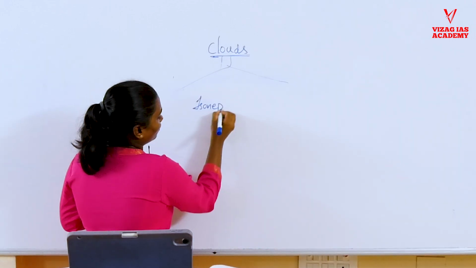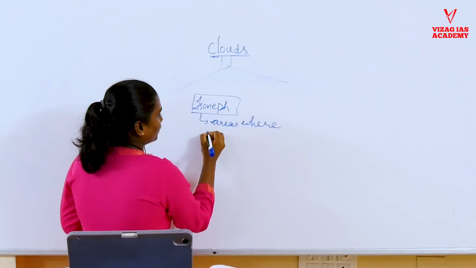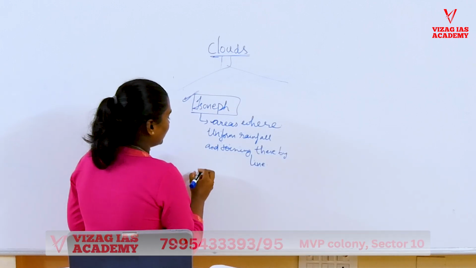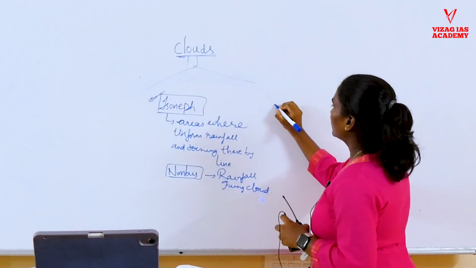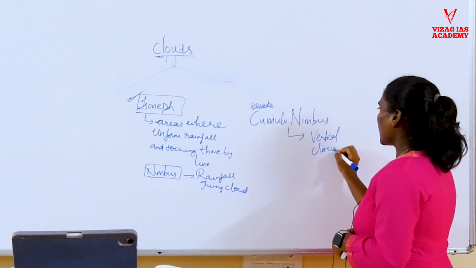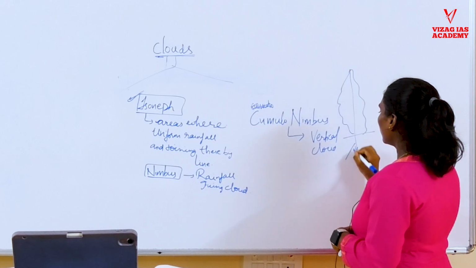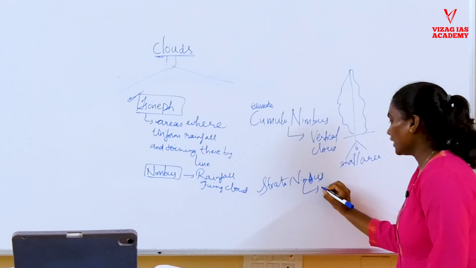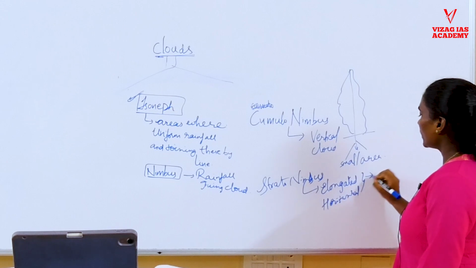Another key concept to be remembered is isoneph. Isoneph means lines joining areas where uniform rainfall is present. Generally, nimbus means a rainfall-giving cloud. Two types to be remembered are cumulonimbus, which is a vertical cloud that gives maximum rainfall over only a small, limited area, and stratonimbus, which is an elongated, horizontal cloud that gives maximum rainfall over a large area.